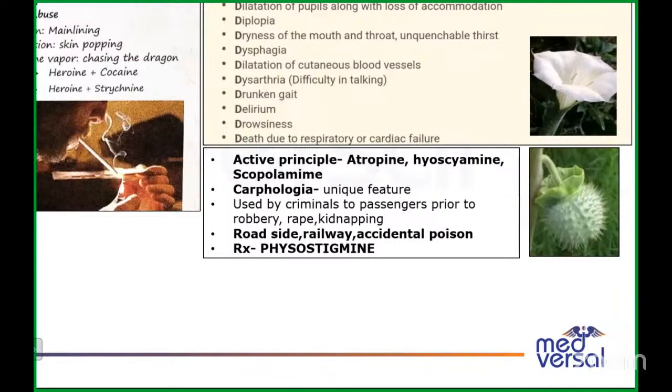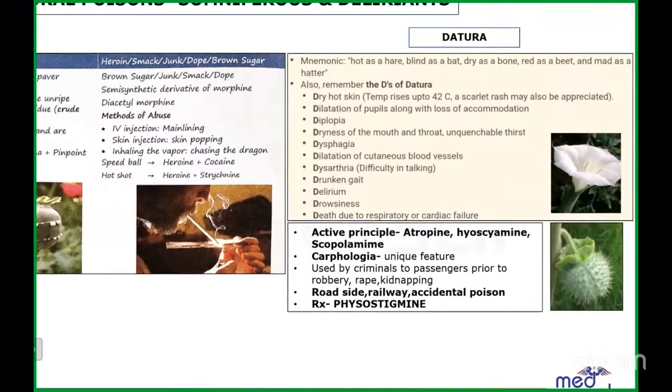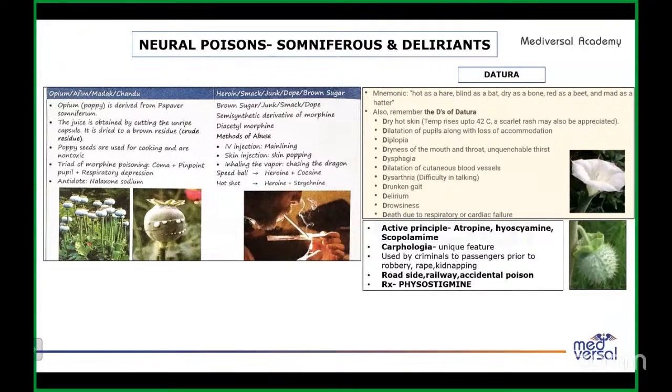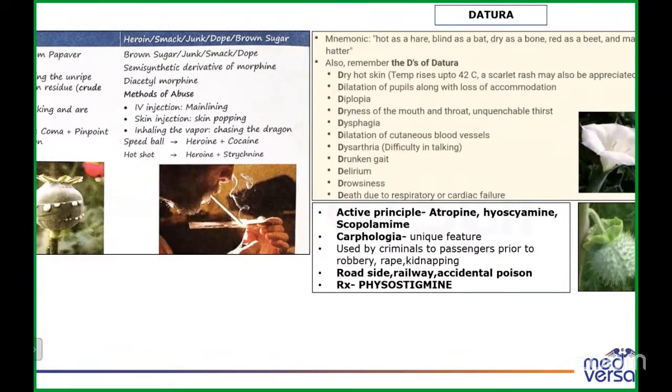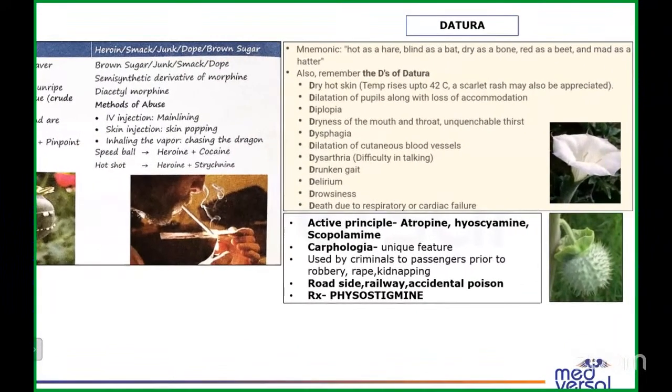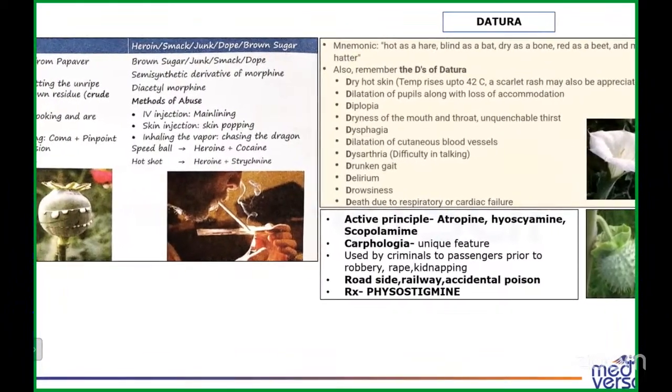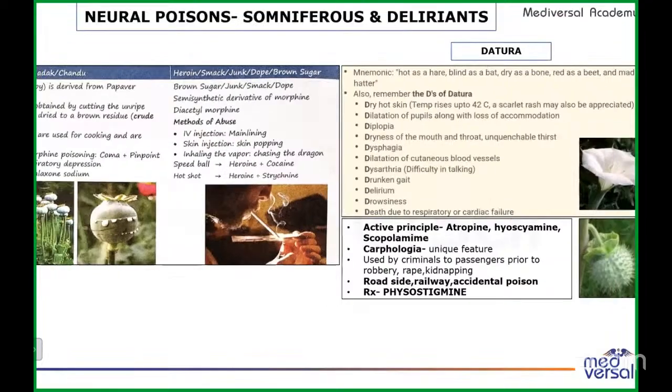The treatment is physostigmine, as I said. We need to cut off that parasympathetic surge which is happening, and the best way of doing it is by giving an anticholinergic, which is physostigmine. Okay, so features of datura poisoning is something which is very important. If you're asked to revise a poison whose clinical features you need to remember, one is OP poisoning, that's organophosphorus poisoning, which will come in a few minutes, and the other is datura poisoning. These should be the two clinical features that you should always remember. Please remember: hot as a hare, blind as a bat, dry as a bone, red as a beet, and mad like a hatter. You can remember the clinical features very much this way.